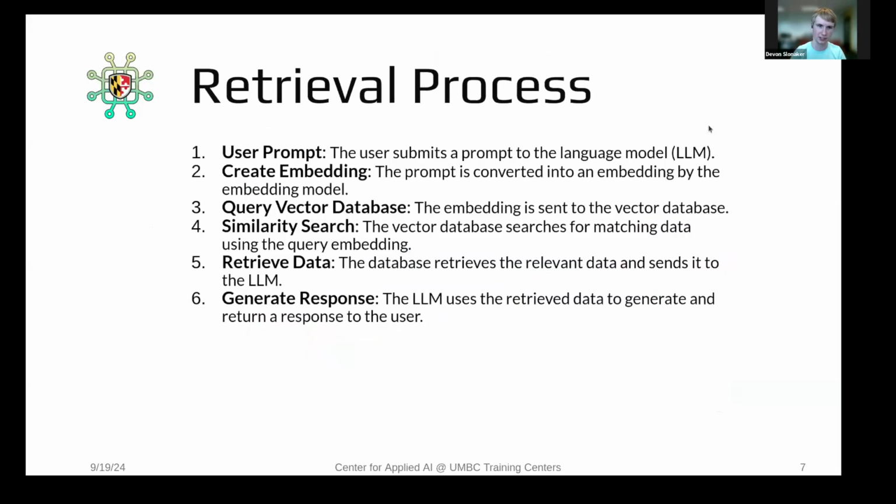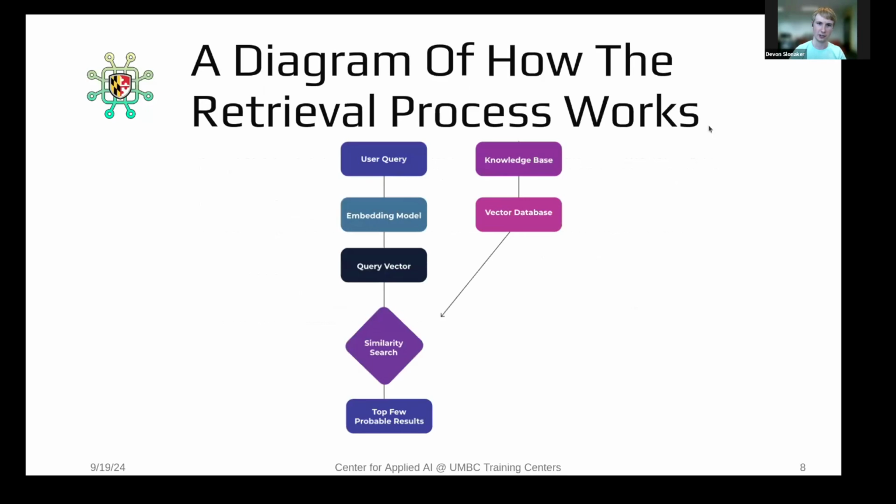So in the retrieval process, a user prompts the language model, and that query is embedded into its own vector embedding and then sent to the vector database to find the closest relevant document or chunk of data. After that, it does a similarity search to find the closest thing, picks it out, and gives it to the LLM to say, "All right, here's your relevant information. Go." And here's a diagram or visualization of how that works.